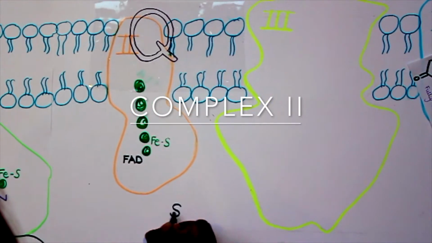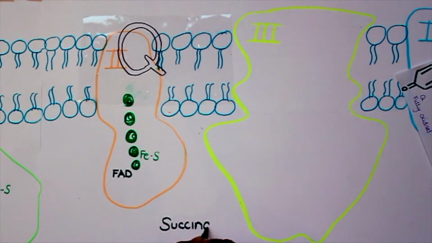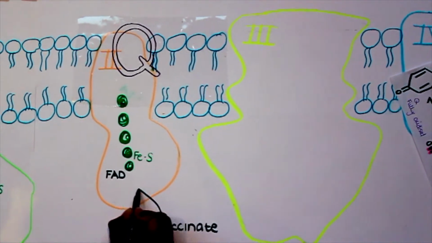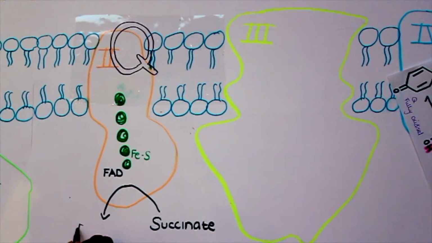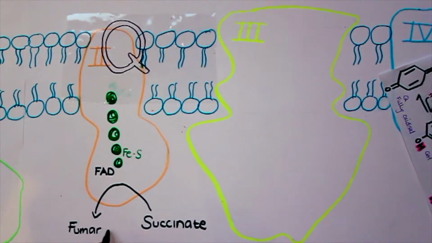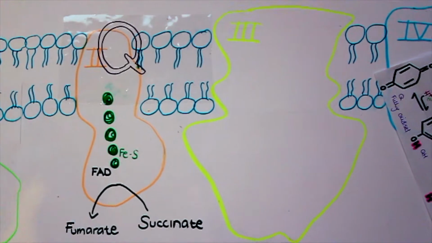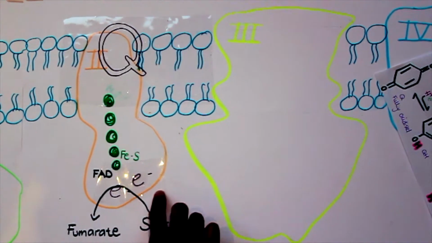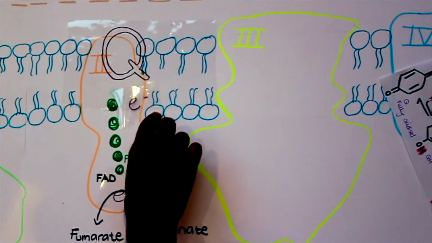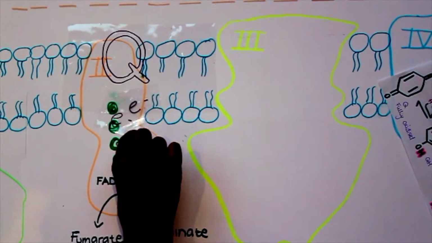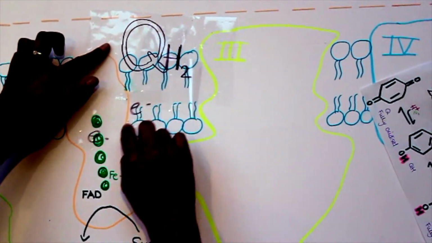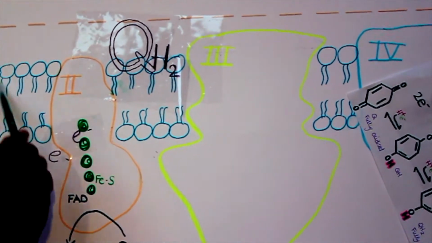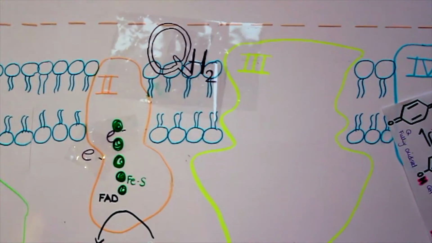Complex 2, or succinate dehydrogenase, is an enzyme from the Krebs cycle. Succinate will bind to a binding site and will be transformed into fumarate. 2 electrons will be passed to FAD. The iron-sulfur center will pass 2 electrons to Q one at a time, forming QH2. This time, no protons will be pumped out.